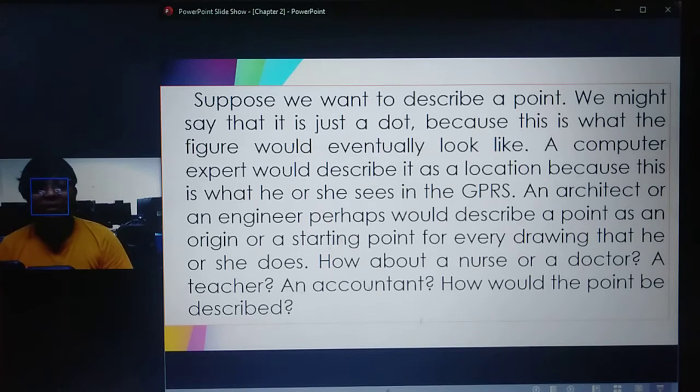An architect or an engineer perhaps would describe a point as an origin or starting point for every drawing that he or she does. How about a nurse or a doctor, a teacher, an accountant? How would the point be described? Yun na naman. So, ang question dito is, how would you describe a point? Diba? For you, how would you describe a point?